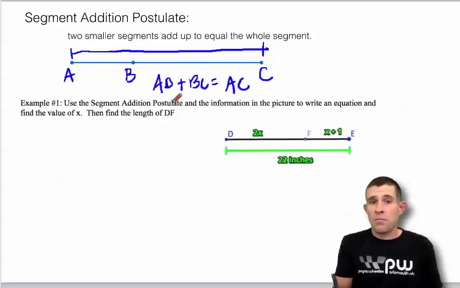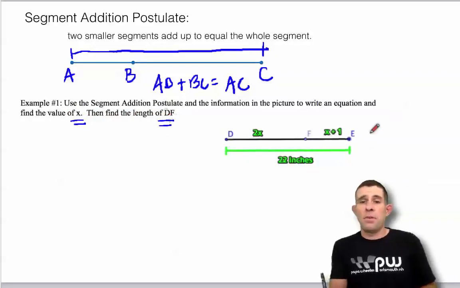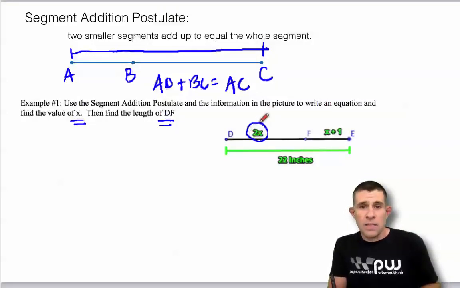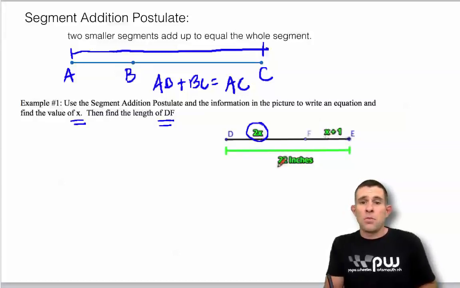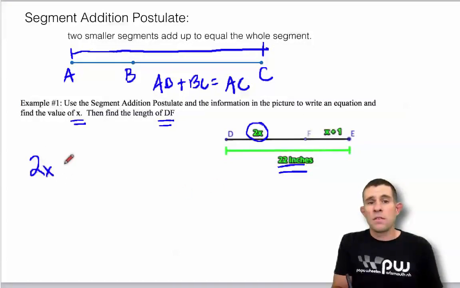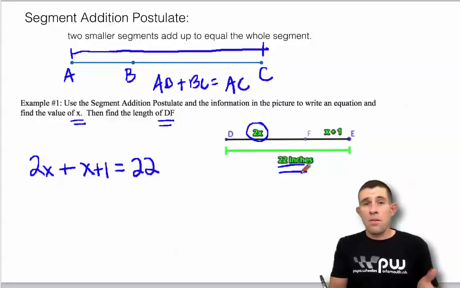Let's apply that segment addition postulate here in example 1. It says we want to find the value of x and then use that value to find the length of DF. The picture we are given is that we have segment DF, which is 2x, and segment FE, which is x plus 1, adding up to equal the whole segment DE, which is 22 inches. So let's write an equation. 2x plus segment FE, which is represented by x plus 1, must add up to equal the whole segment, which is 22. Now, from here, it's just algebra.